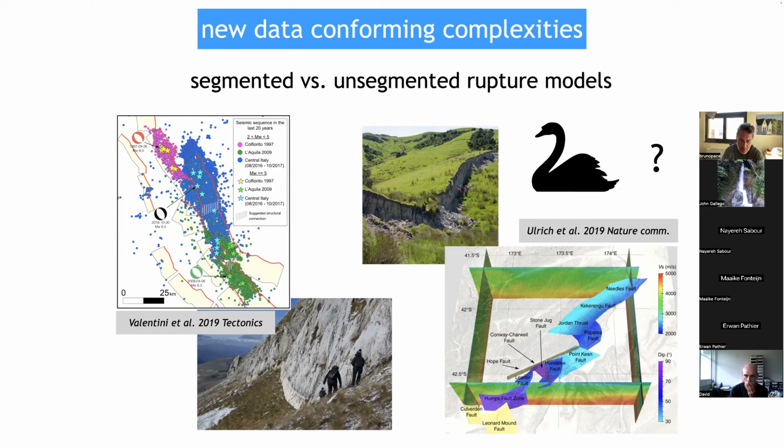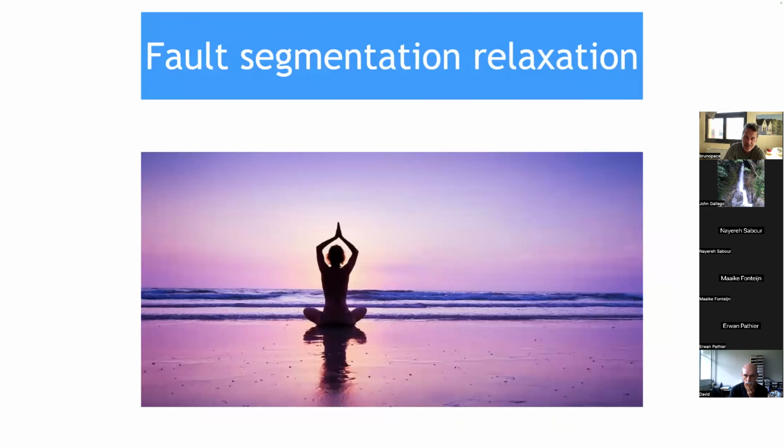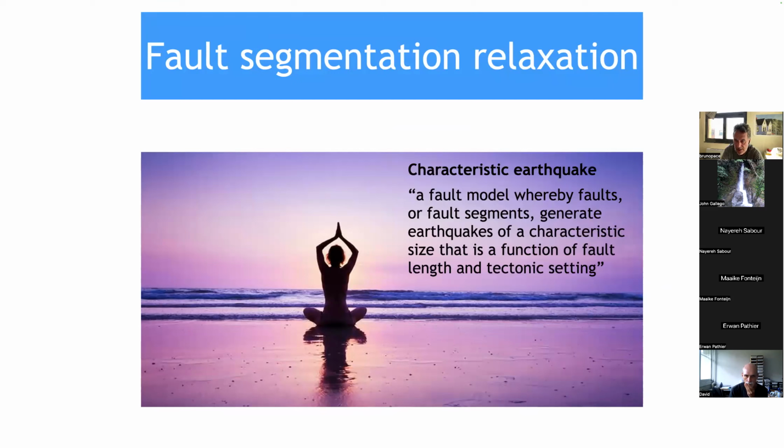For sure, we know more about the interaction between different faults, so we can explore these unsegmented models. So we can do what we call fault segmentation relaxation. We know that in a classical definition, the characteristic earthquake is a fault model whereby faults or fault segments generate earthquakes of a characteristic size, and that is a function of fault length and tectonic setting.